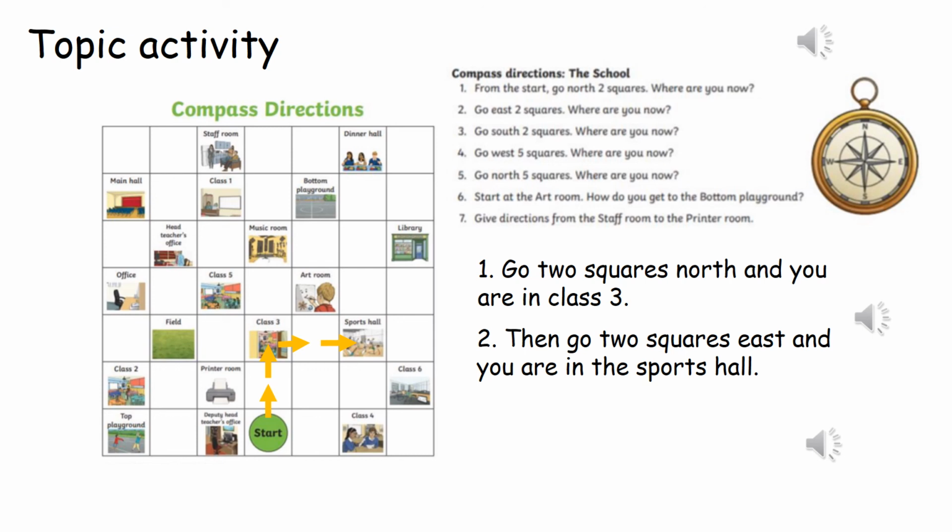You're now going to go through the rest of those directional questions, carrying on from where you were in the previous one. So you're going to now go on to number 3, starting from where you are in the sports hall, 4, 5, and then number 6 and 7 give you other challenges to think about. So see how you get on with that activity, where you end up, what directions you can give. Okay, so good luck with that.